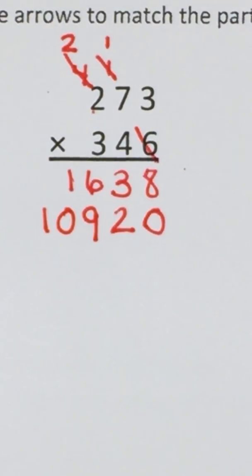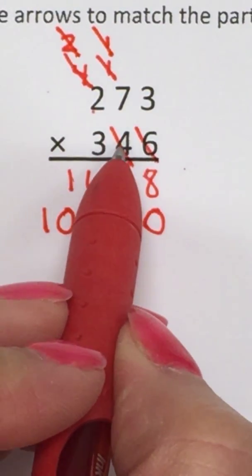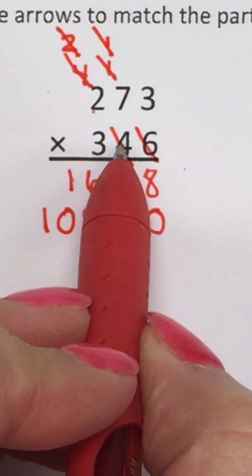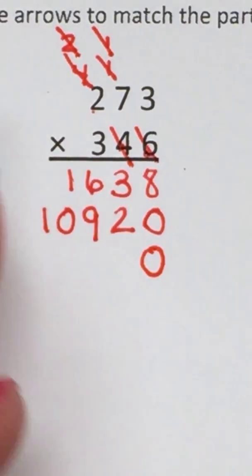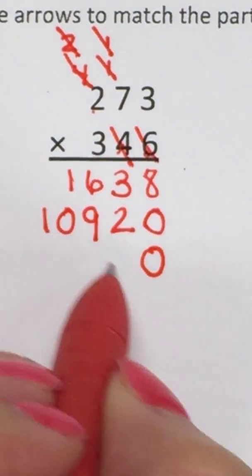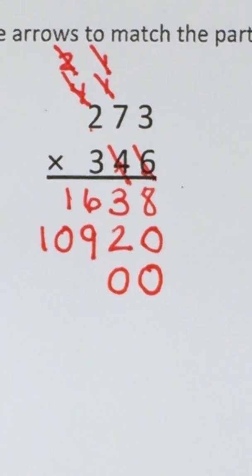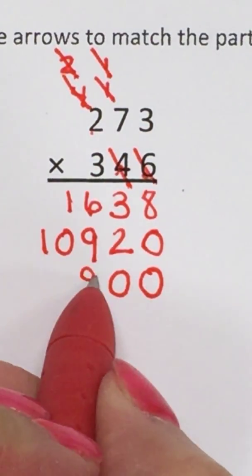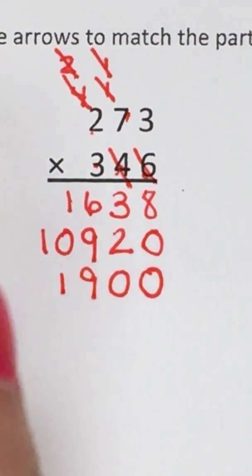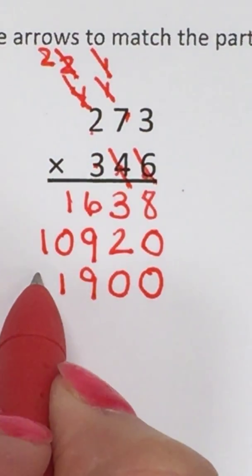Okay, so now I'm done with the tens place. So I can cross all of those out. Now, because I'm done with the tens place here, I not only have to put in the 0 for the ones place, but now I also have to put in a 0 for the tens place here too. So now I end up with 2 placeholders. So now I can start my multiplication again. So I've got 3 times 3 is 9. 3 times 7 is 21. Put down my 1. Carry my 2. 3 times 2 is 6. Plus 2 is 8.